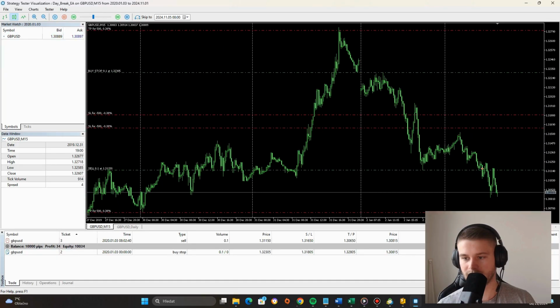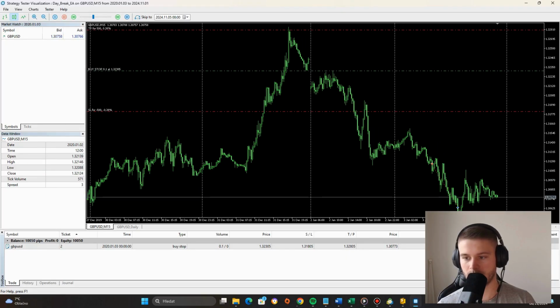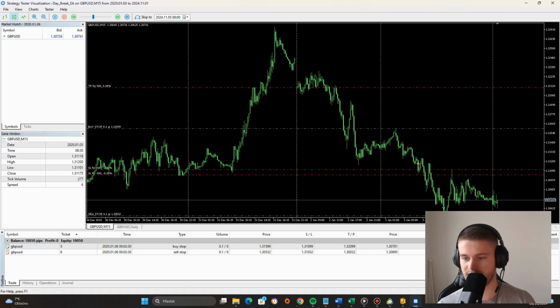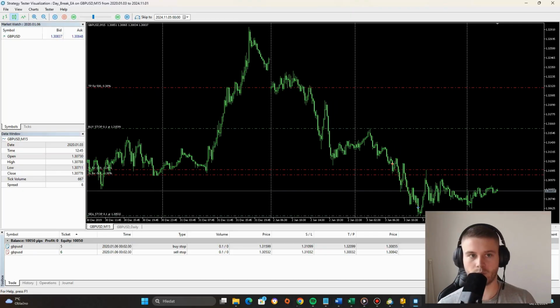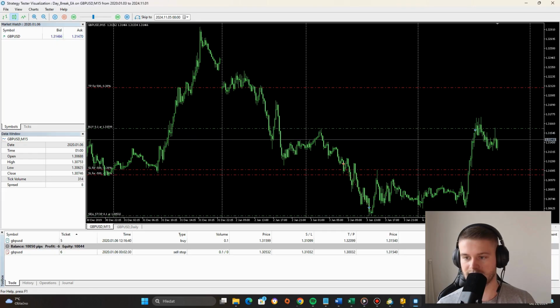And yeah, so we open a sell position, which goes to profit. Nice. And now it should delete this previous buy position, which it did. And now it places a new buy stop at the highest point here and a new sell stop at the lowest point here. So this works really, really well, and I am very happy to see this.